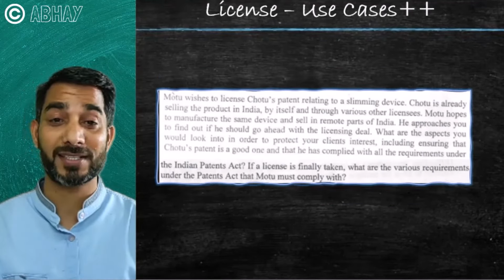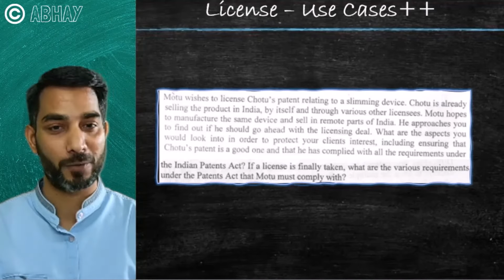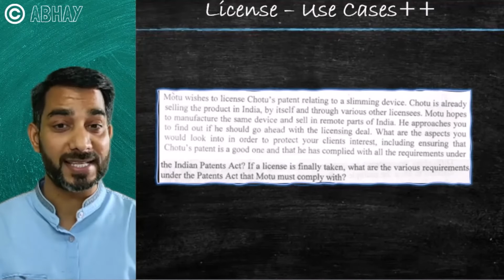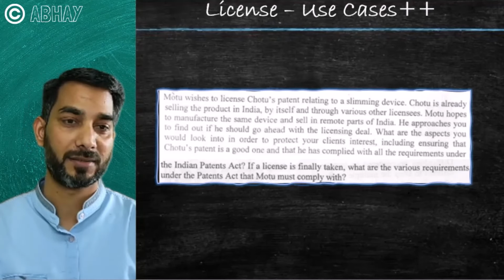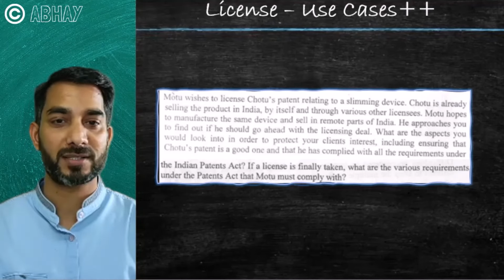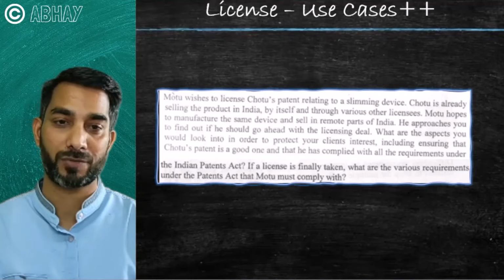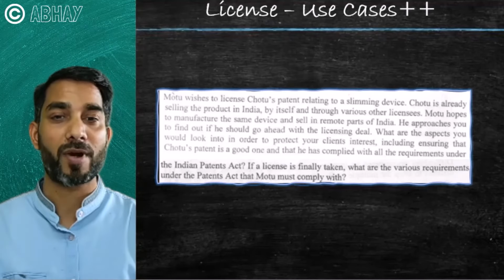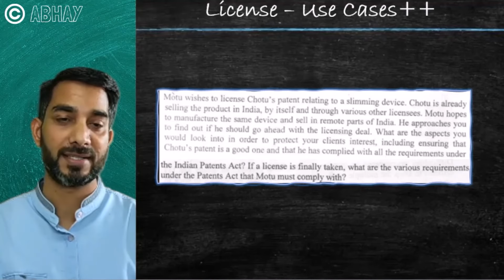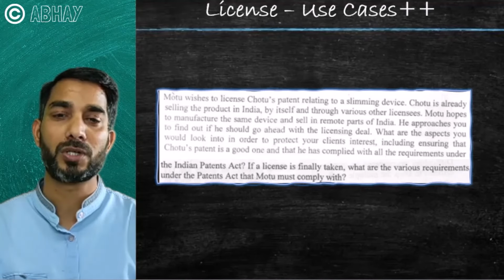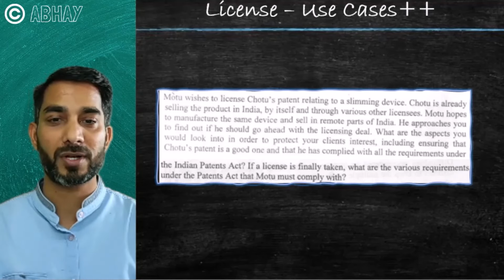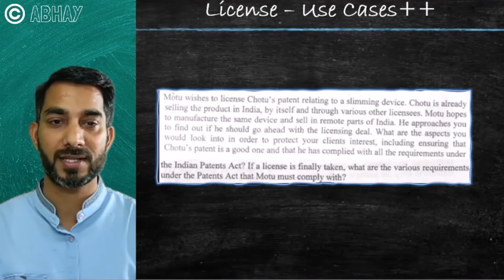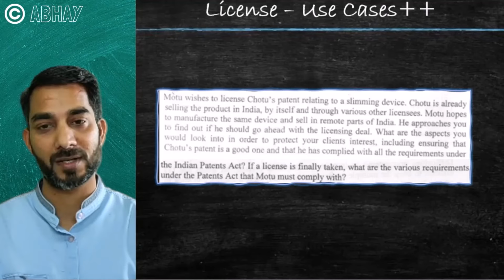Motu wishes to license Chotu's patent relating to a slimming device. Chotu is already selling the product in India by itself and through various other licensees. Motu hopes to manufacture the same device and sell in remote parts of India. He approaches you to find out if he should go ahead with the licensing deal. What are the aspects you should look into in order to protect your client's interest, including ensuring that the Chotu's patent is a good one and that he has complied with all the requirements under the Patents Act?